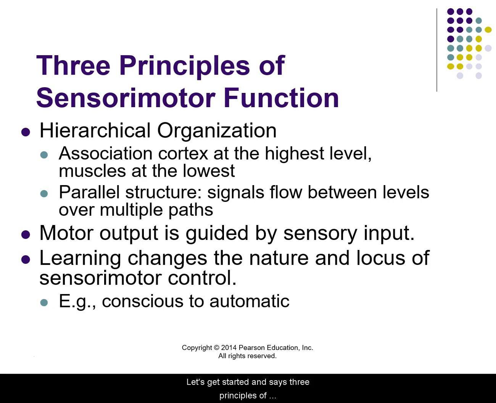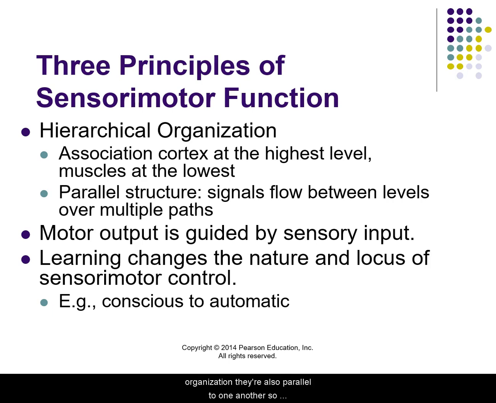It says 3 principles of sensory motor function. Okay, sorry about that. So the 3 principles of sensory motor function. We talked about the hierarchical organization, but here we're going to talk about it a little bit more in detail. So you have the association cortex, or cortices, if there's multiple, and this is going to be the highest level, okay? Whereas the muscles would be at the lowest level of the organization.